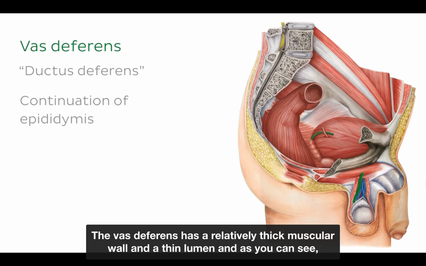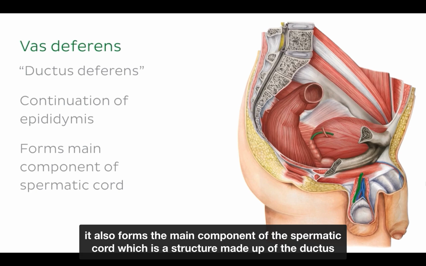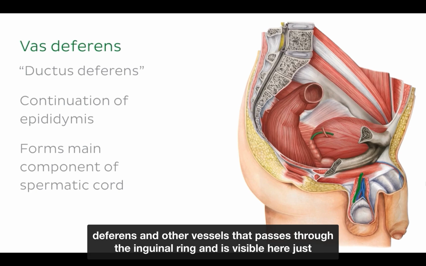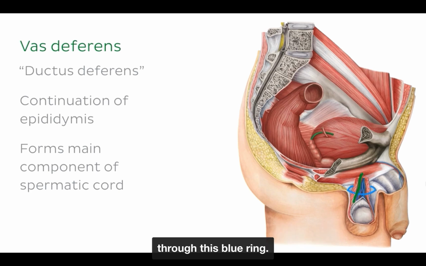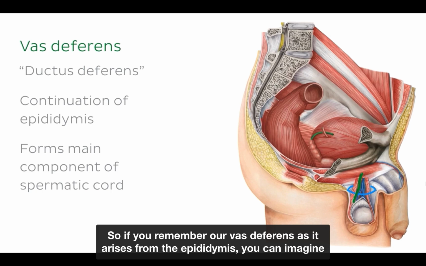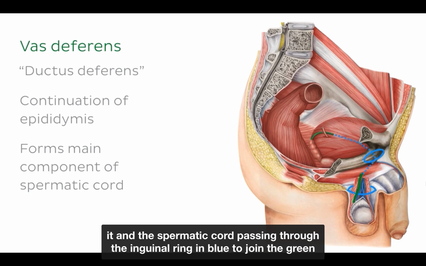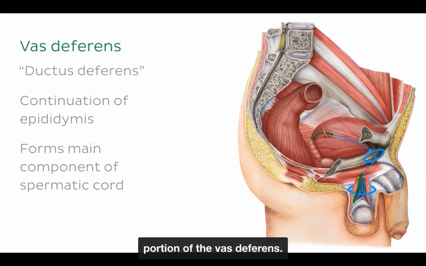The vas deferens has a relatively thick muscular wall and a thin lumen, and as you can see, it also forms the main component of the spermatic cord, which is a structure made up of the ductus deferens and other vessels that passes through the inguinal ring and is visible here just through this blue ring. So if you remember our vas deferens as it arises from the epididymis, you can imagine it and the spermatic cord passing through the inguinal ring in blue to join the green portion of the vas deferens.